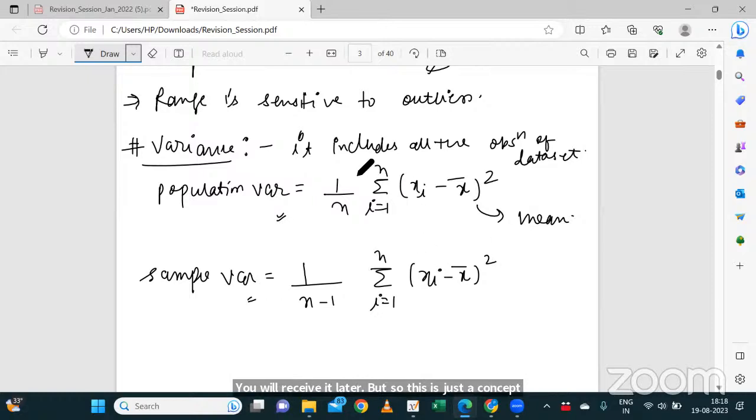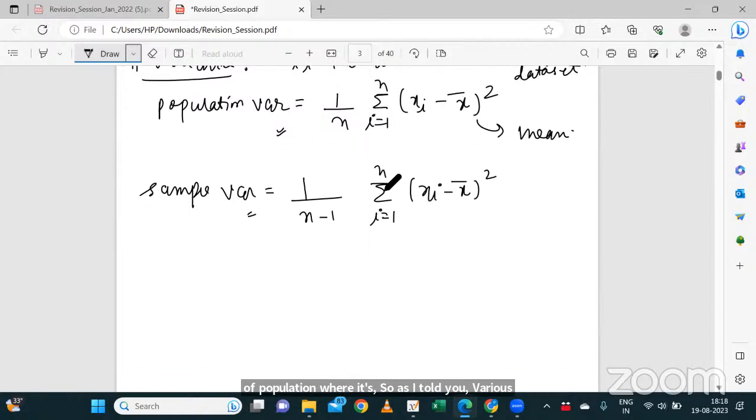As I told you, variance includes all the observations of my data set. Now, if you see clearly what we are getting through the variance, can anybody tell me what we are observing through the variance? Yes, no? Feel free to say, don't worry if something is wrong, we can discuss it.